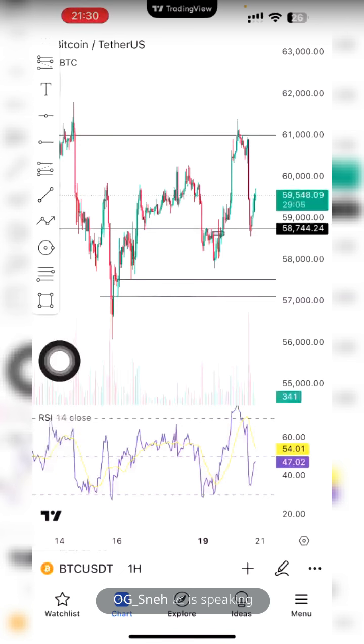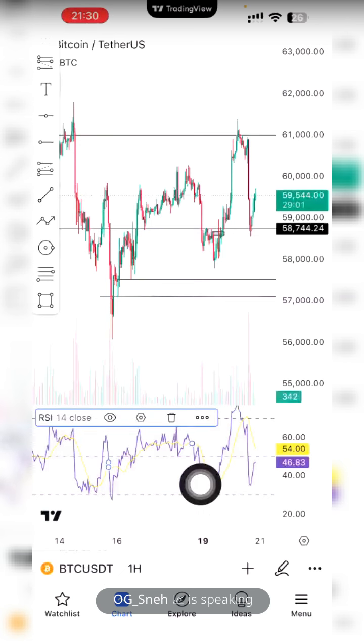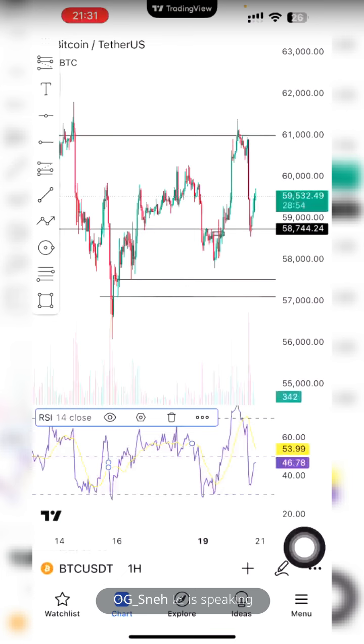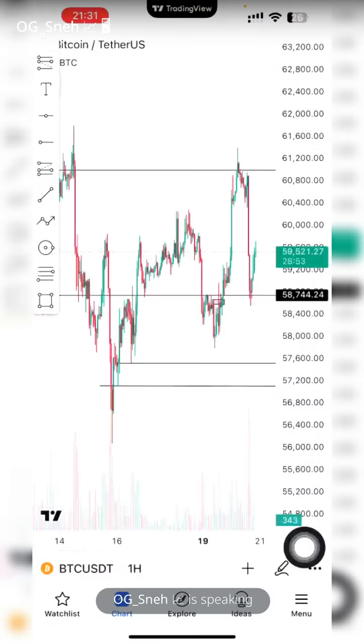So just click on it. Once you click on it, can you see? As I click on this indicator, you can see I can hide it or do the settings or delete it. Can you see delete? I can click on delete. I've deleted it.